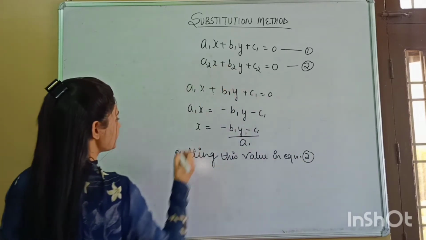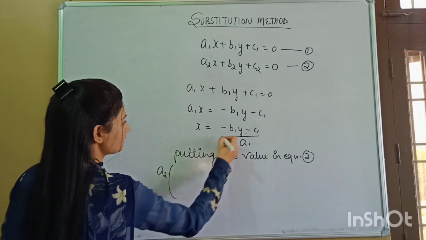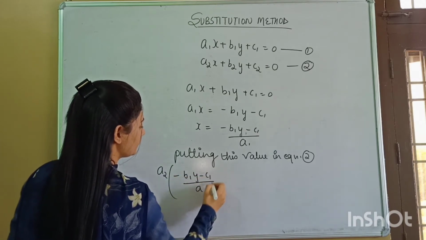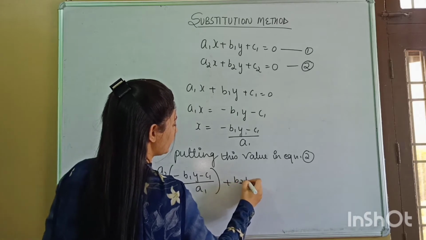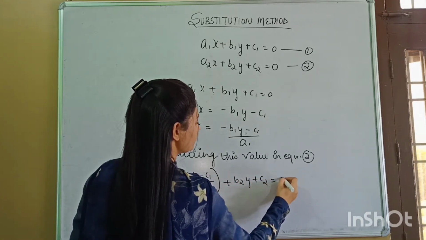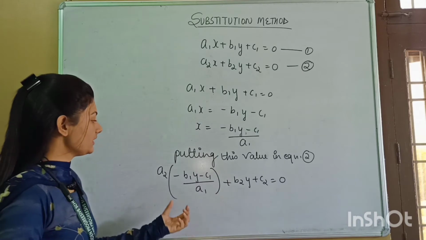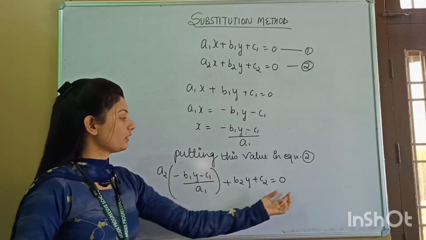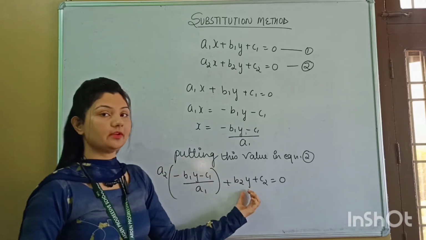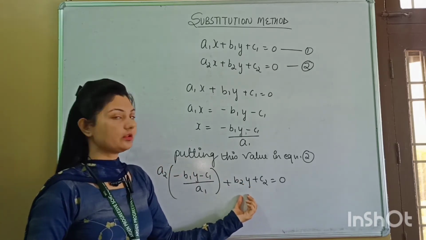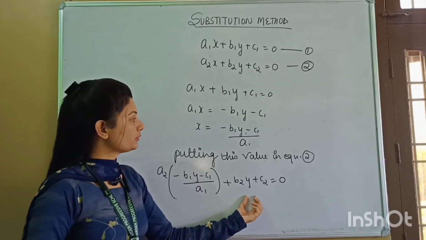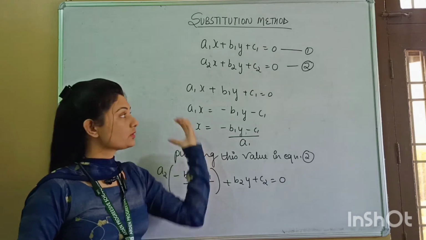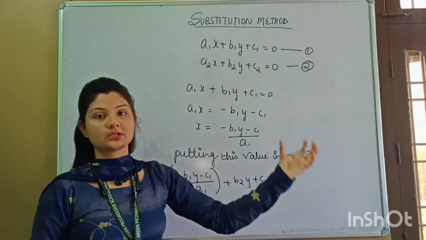So wherever x is written, in place of x we will write this whole value, minus b1y minus c1 upon a1 plus b2y plus c2 is equals to 0. Now what you have got, see, we have got the equation only of one variable. So solving this type of equation, you will get the value of y. Now when we have got the value of y from here, put that value of y in this equation, so you will get the value of x also. So this whole is called the substitution method.